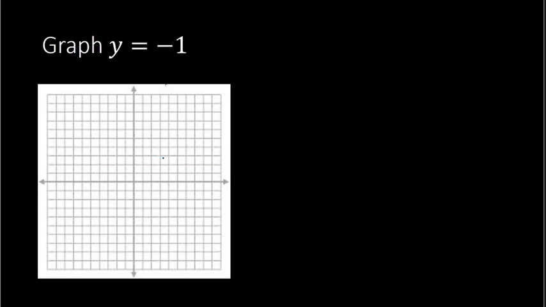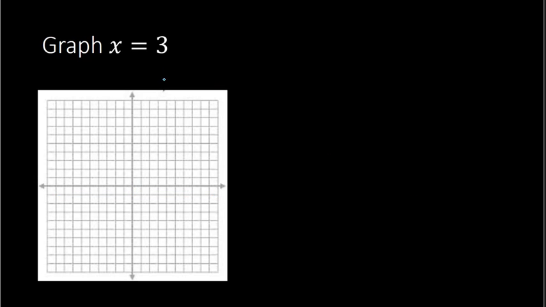So if y is negative 1, it doesn't matter what x is, y will always be negative 1. So it's going to be a horizontal line like this here at negative 1, because on this line, y is always negative 1. X can be anything. Y will still be negative 1 on this line.